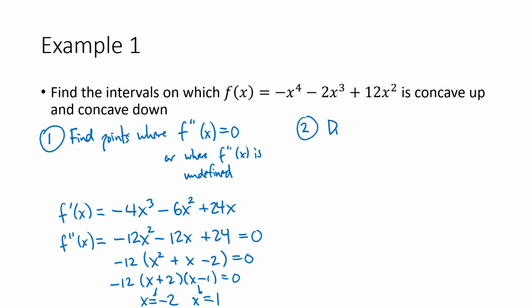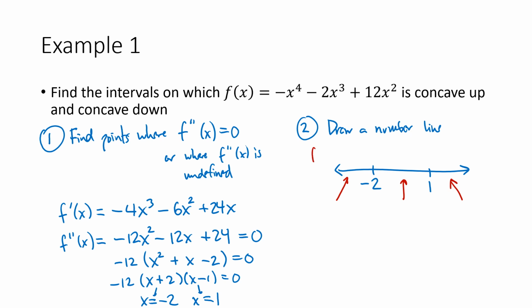Now for step 2, we're going to draw a number line. Just like we've done for the first derivative, we're going to draw a number line here. On my number line, I'm going to put my two values that I found, -2 and 1. And then in between those values, I'm going to pick a number less than -2, a number between -2 and 1, and a number bigger than 1.